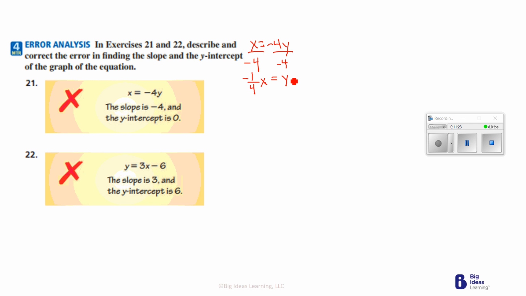And now I could say I have negative 1/4 x equals y, or I can say I have y equals negative 1/4 x, and I'm saying the same thing. And of course, I'll say plus 0 because there's no y-intercept given. So in this case, the slope is not negative 4. The slope is negative 1/4. And the y-intercept is 0, so that much is true.